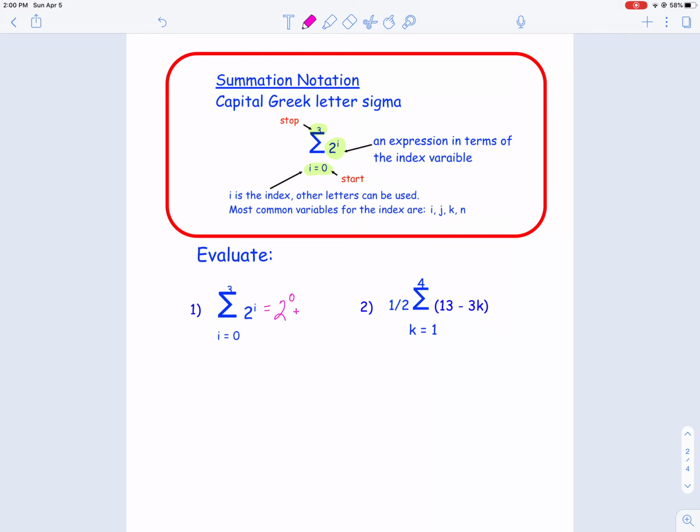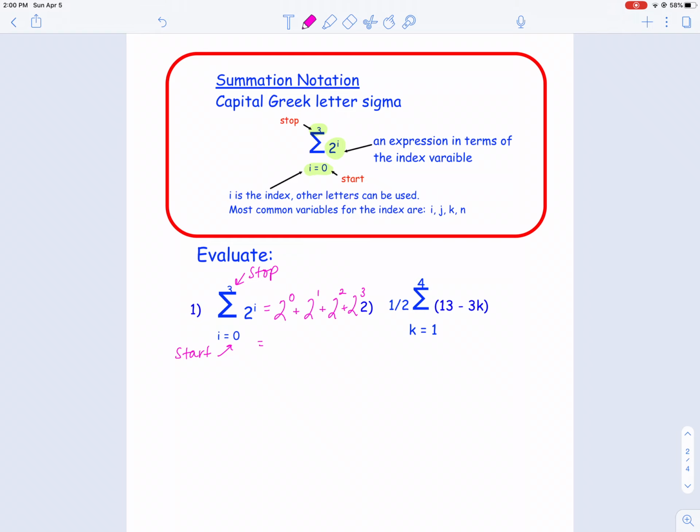I'm going to keep going now. Now I'm going to do 2 to the first. I'm going to go again and do 2 to the second. And then I'm going to do 2 to the third. Now I'm going to stop at 2 to the third because they want I to stop at 3. And I started here at 2 to the 0.